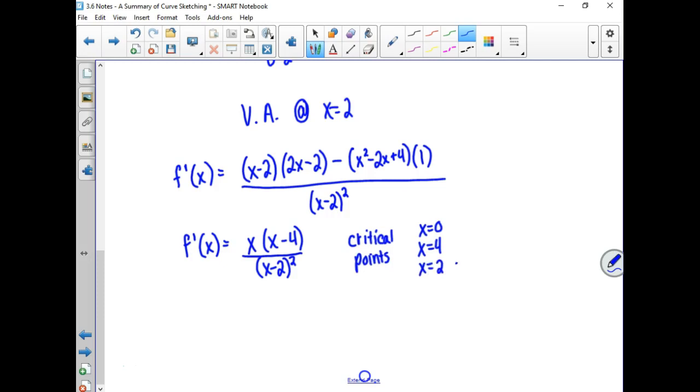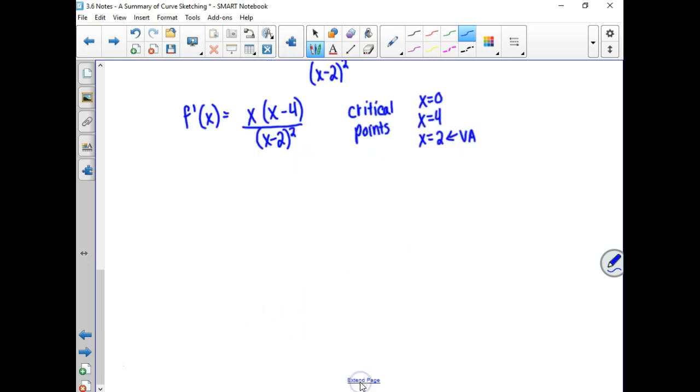Although, x equals 2, what do we know about it already? It's a vertical asymptote. So that is not actually going to be a maximum or minimum at all there. So 0 and 4 are possibilities for maximum and minimum. Okay? Second derivative.